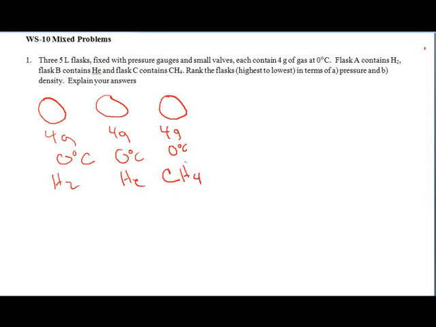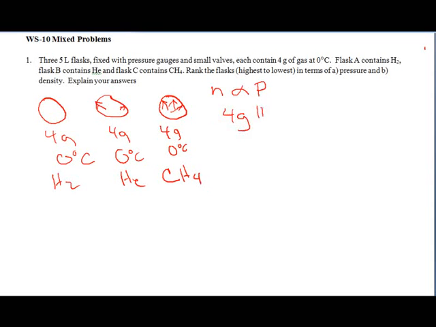So let's look at pressure first. So pressure of a gas inside a flask is caused by collisions with the walls. And the more particles you have, the more collisions you have. So we know that the number of moles or number of particles is directly proportional to the pressure. So if we can figure out the number of moles of each, we can answer this question.